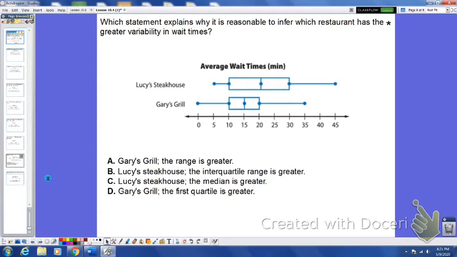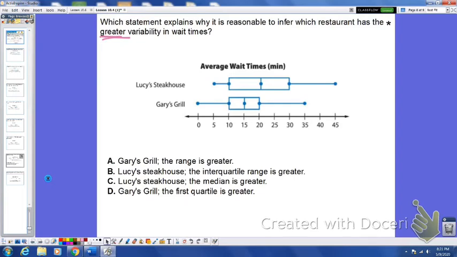Okay, so go ahead, check out the double box and whisker here, comparing Lucy's Steakhouse and Gary's Grill, talking about average wait times. There are 4 options, and you're looking again for which one explains why it is reasonable to infer which restaurant has the greater variability in wait times. So go ahead and pause the video so you have enough time to really read through them, and then come back and we'll go over it together.